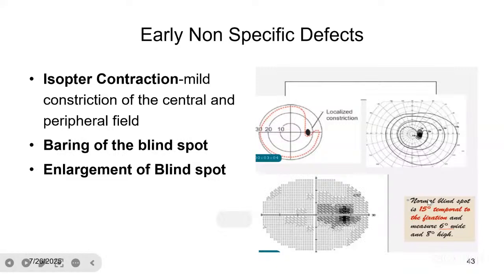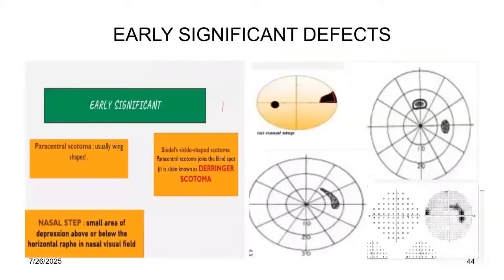A normal blind spot is located 15 degrees temporal and is about 6 degrees wide and 8 degrees in height. So anything other than that shows that there's enlargement of the blind spot. And then for the early significant defects, we include the paracentral scotoma, which we can see. And then we have the Seidel sickle shape, where there's an enlargement of the blind spot meeting the paracentral scotoma. And then the nasal step, which is very important as one of the early changes, is more of a peripheral field defect.